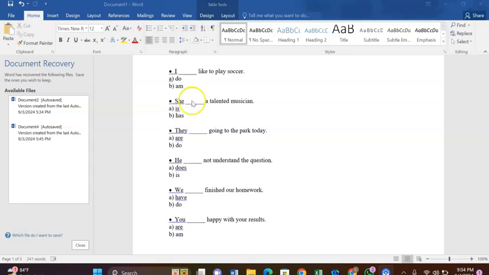Do or am. I dash a talented musician. They dash going to the park today. He dash not understand the question. We dash finish our homework, and you dash happy with your results.